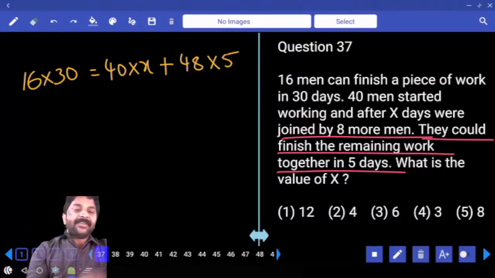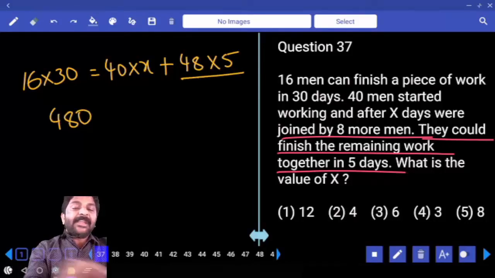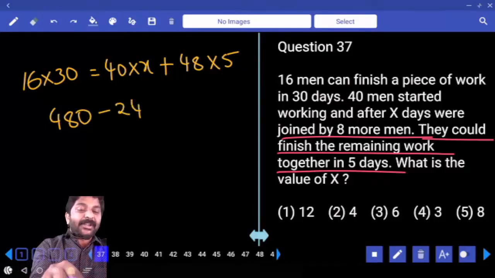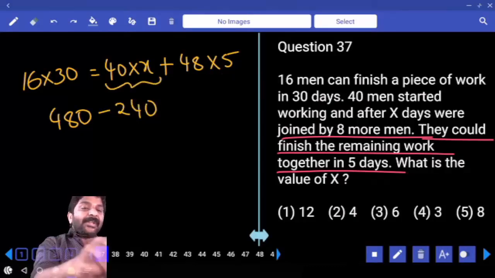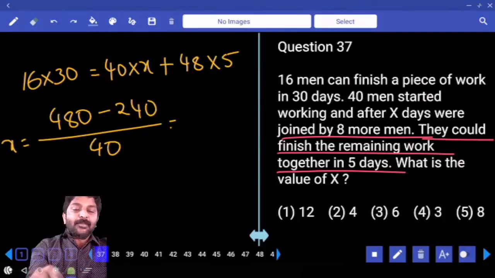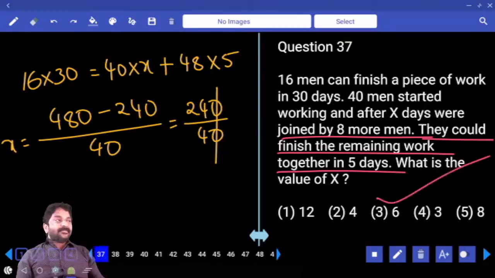Now what is the value of X? 16 threes are 48, and then 0, that is 480, right? 48 into 5 is 240. That goes to the left hand side. That becomes 480 minus 240 is equal to 40 into X only. Then X is equal to 240 divided by 40. Numerator 240, denominator 40. Answer 6. Third option.